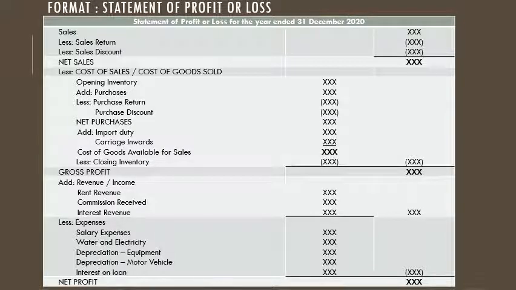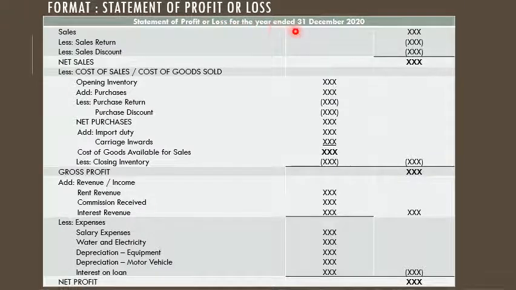So this is the format for statements of profit or loss. You must follow it to the T. For example, the title must be for the year ended. It cannot be on, it cannot be at, it cannot be in. It must be for the year ended.